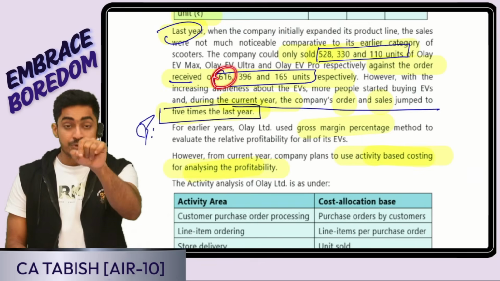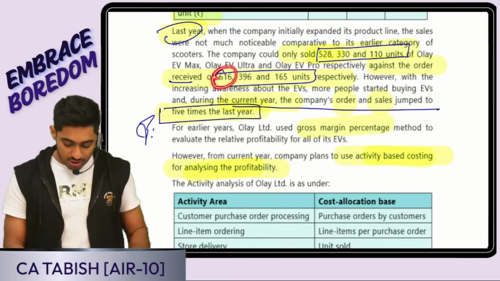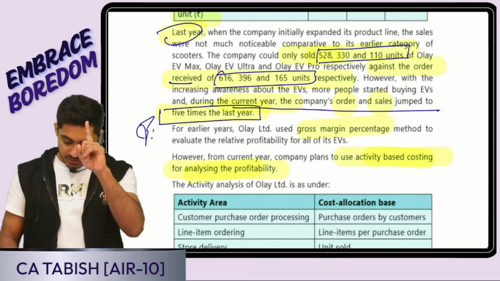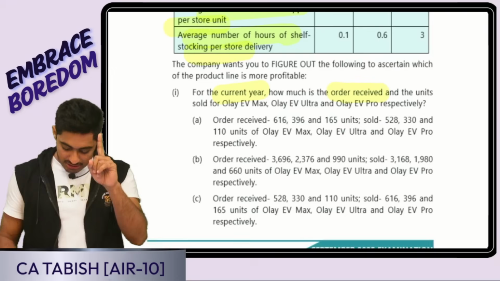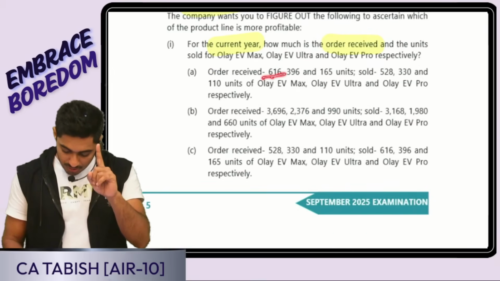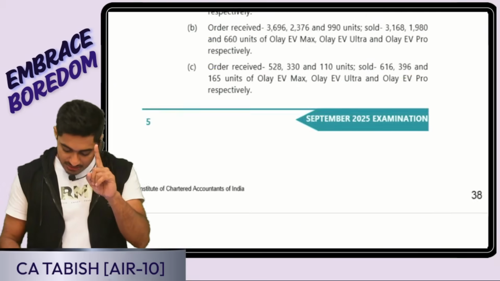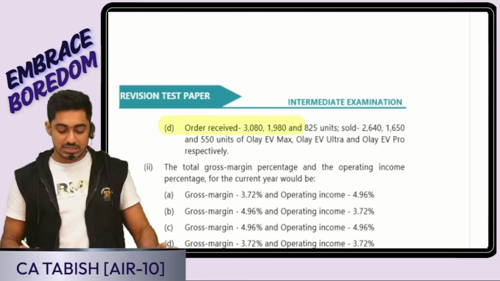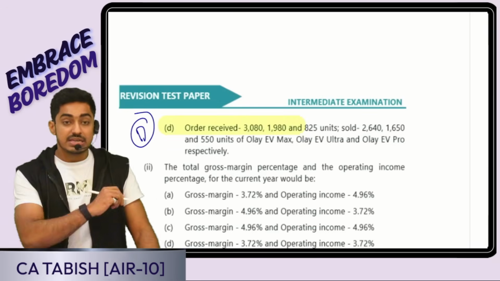Last year for the first product it was 616. This year it is going to be 5 times that, 616 into 5, which comes to 3080. So for the first product, order received is going to be 3080. I am only having option D, so option D is going to be my answer. As simple as that. Is this clear, everyone?